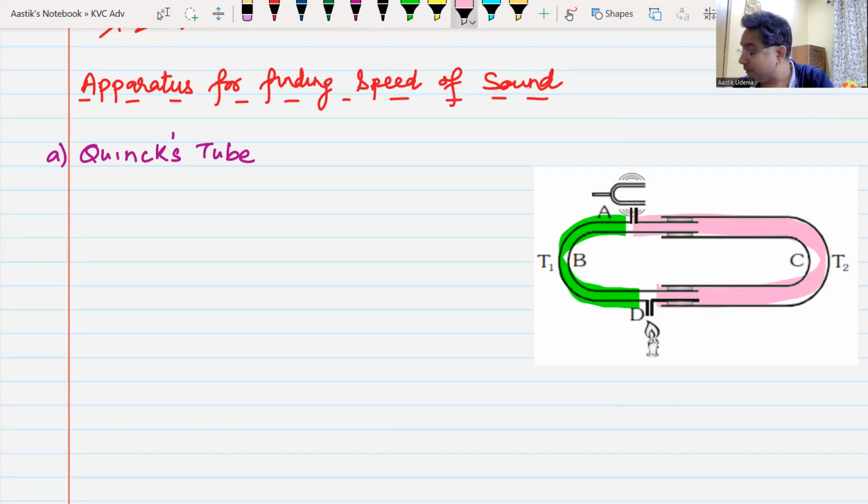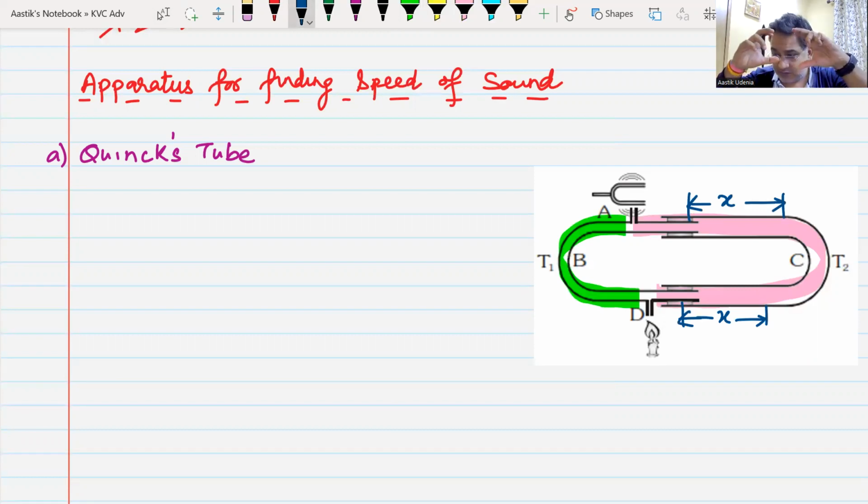Now, in this pink path, this tube can be moved, and it is normally moved by some amount x. So this end also moves by the same amount x. Initially, the green and the pink path are equal when the tube is closed. Now you can change this pink path. Do we understand what I'm saying?